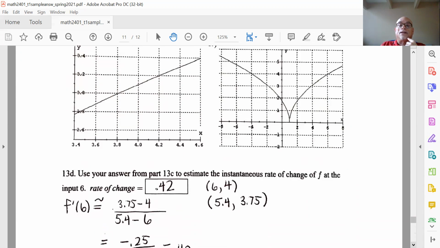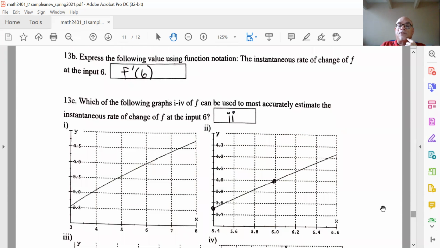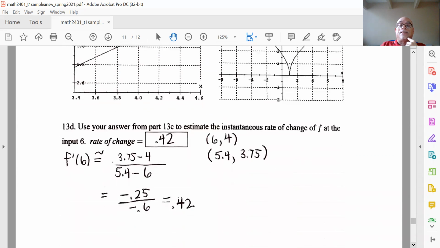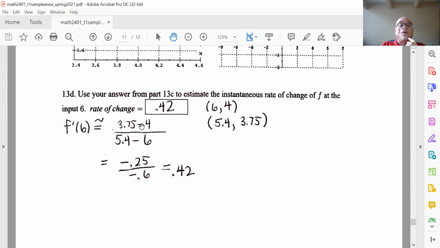And then I also picked the point 5.4 and 3.75. Did I do that right? Here's 5.4. And does this look like 3.75? Yeah, I think so. So I used that point. Or you could have used any other 2 points that you wanted to off of this straight line. You could pick completely different points. Then I calculated the slope between these 2 points. You take the difference in the y coordinates, divide by the difference in the x coordinates, and you end up with about 0.42. So my estimate for the instantaneous rate of change at the input 6, f prime of 6, in other words, is 0.42.